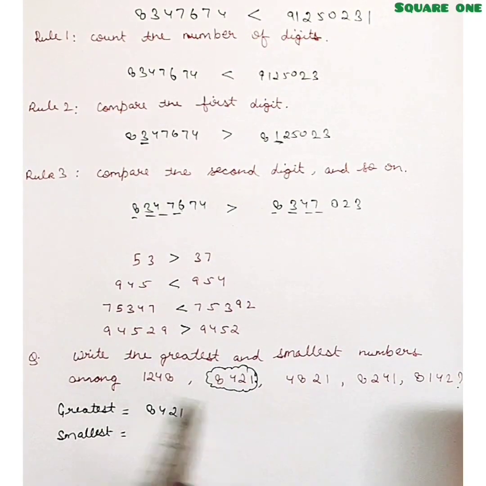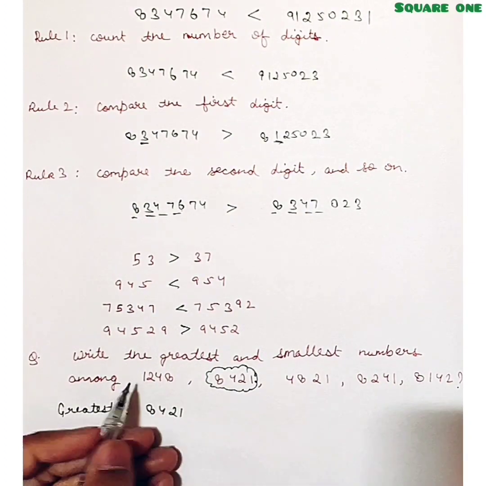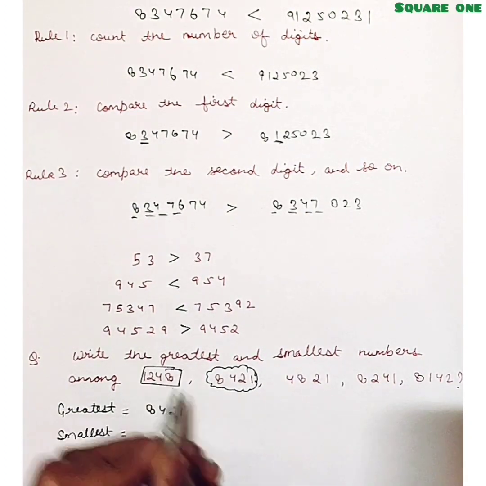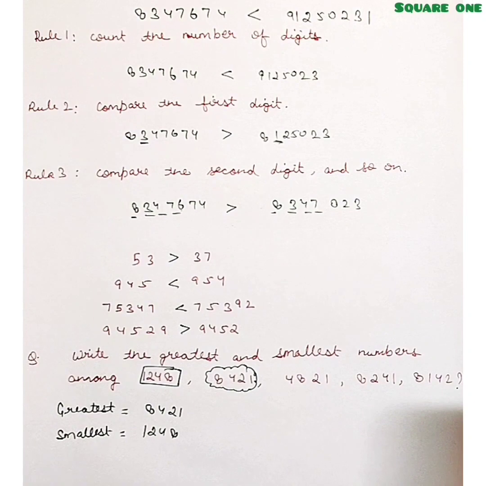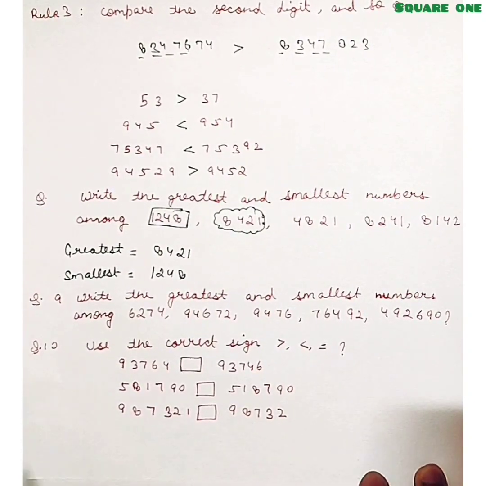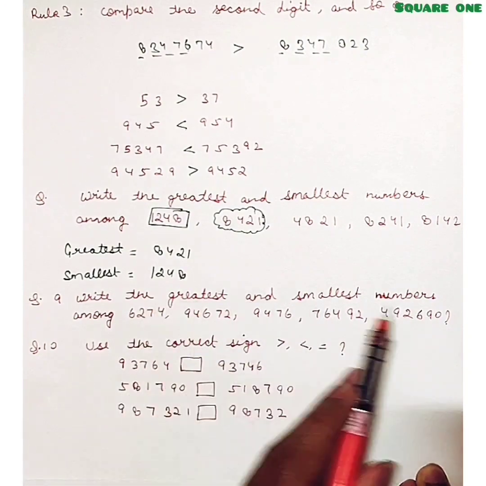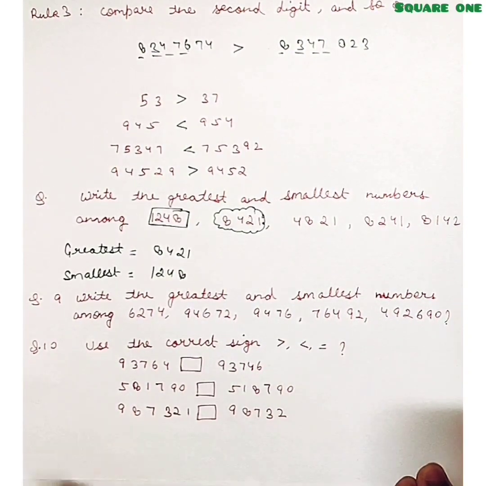Now what do we do about the smallest number? In a similar way, we can find the smallest number by comparing the first digit. 1 is the smallest first digit. So 1248 is the smallest number among these numbers. Now I am giving you a few more questions to practice on your own. So these are the questions. In the first question you will circle the smallest and the greatest numbers, and in the next question you will fill the correct sign in the boxes.